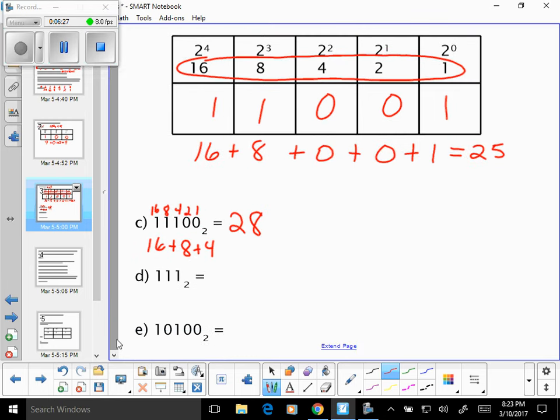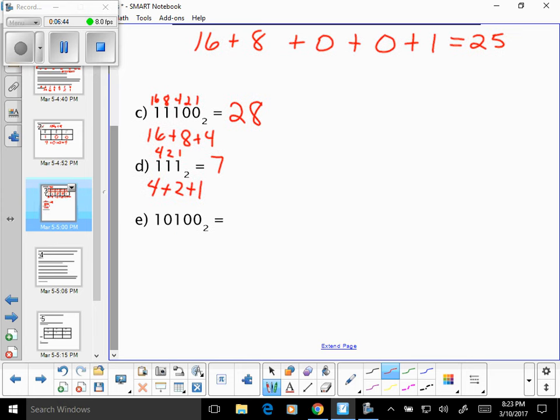Let's look at D. The first place value is a 1, the second is a 2, the third is a 4. 4 plus 2 plus 1 equals, yes, 7. You try E. Did you get 20? Were some of you even able to do it in your head?